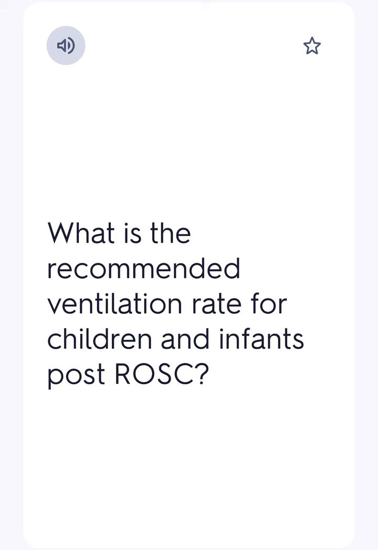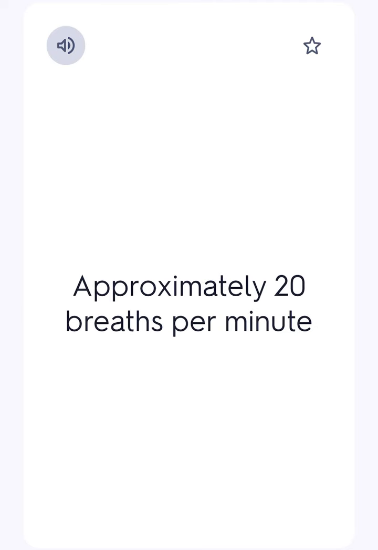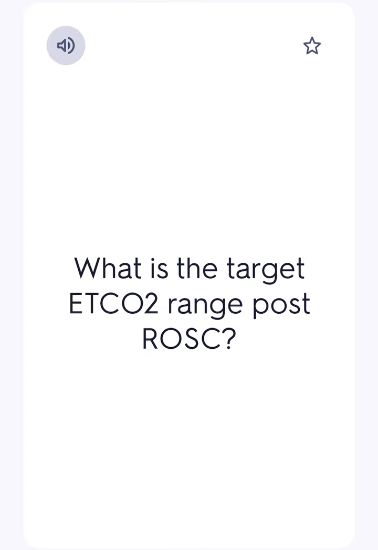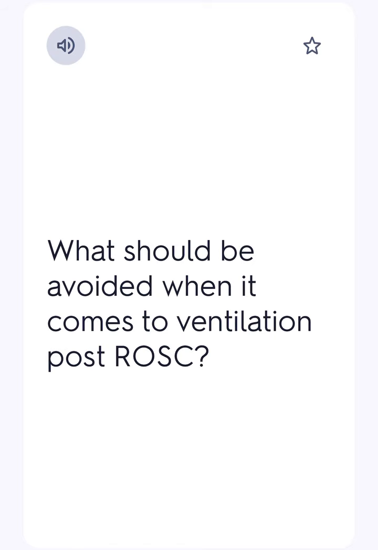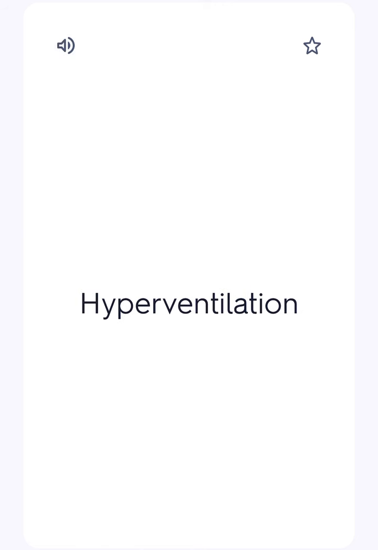What is the recommended ventilation rate for children and infants post-RUSC? Approximately 20 breaths per minute. What is the target SpO2 range post-RUSC? 30 to 40 mmHg. What should be avoided when it comes to ventilation post-RUSC? Hyperventilation.